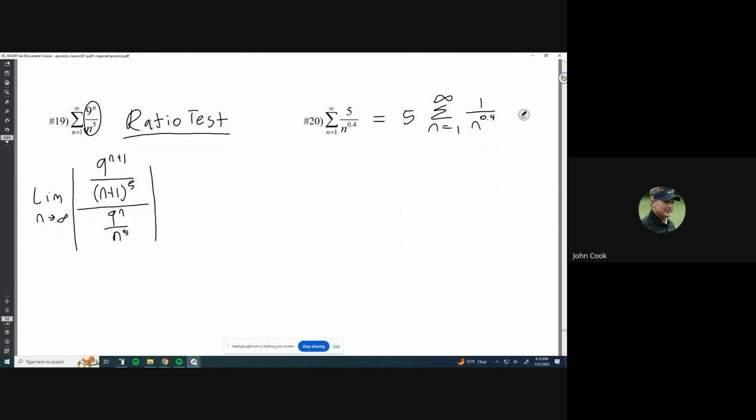Well, first off, I can get rid of the absolute values because if I'm just using n values from 1 to infinity, no matter what n I plug into 9 to the power of n plus 1, it's going to be positive. Same thing with the n to the first. And then no matter what I plug in for n from 1 to infinity into n plus 1 to the fifth or n to the fifth, it's going to be positive. So that's the first thing I do, just so I don't confuse myself. I just think about it for a second. Does it make sense to get rid of the absolute value? If it does, I'm just going to get rid of it right off the bat.